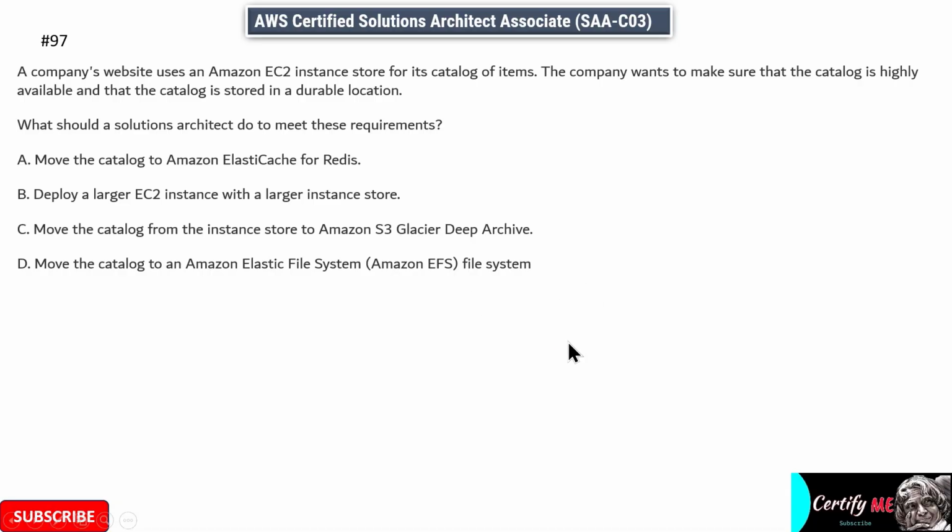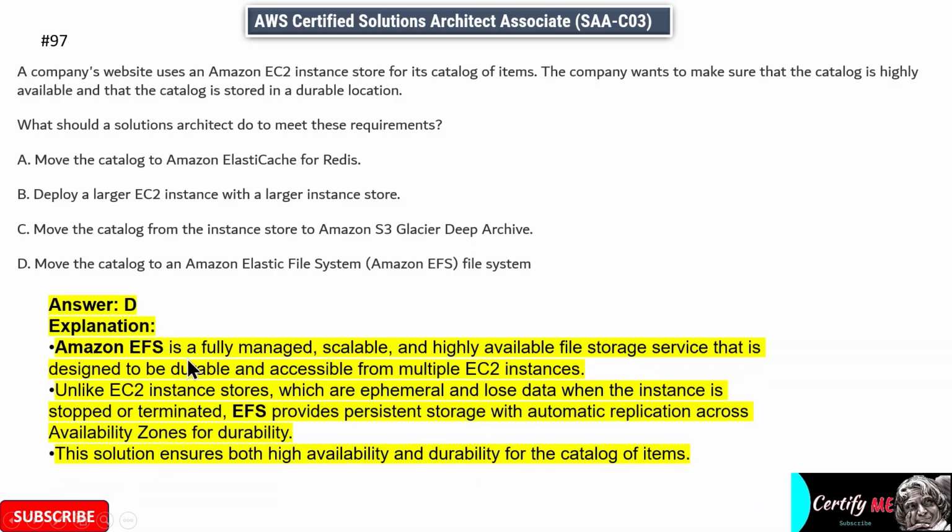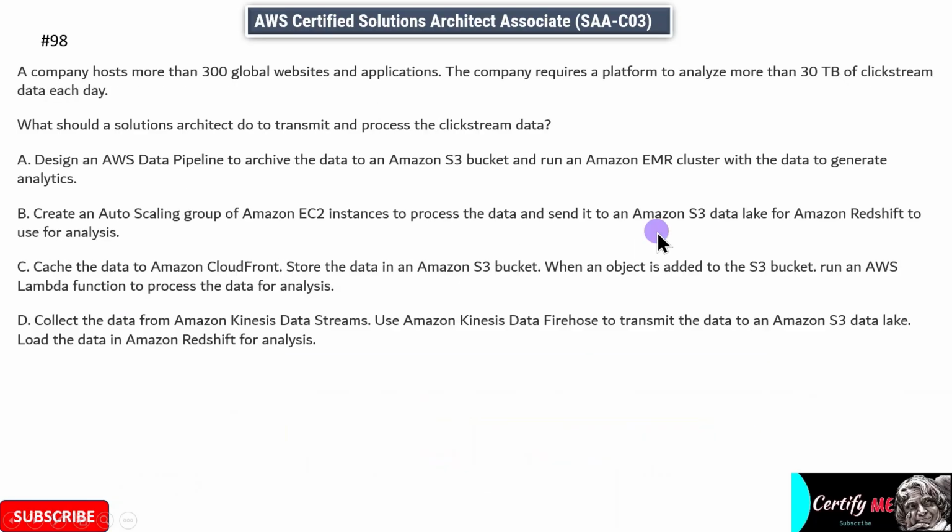The correct answer for this question is option D. Amazon EFS is a fully managed, scalable, and highly available file storage service that is designed to be durable and scalable from multiple EC2 instances. Unlike EC2 instance stores, which are ephemeral and lose data when the instance is stopped or terminated, EFS provides persistent storage with automatic replication across Availability Zones for durability. This solution ensures both high availability and durability for the catalog of items. Next question.